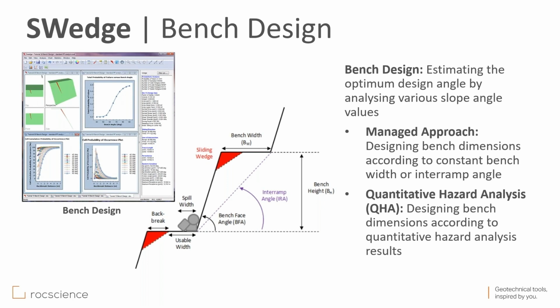The bench design feature is an extension of probabilistic analysis in SWedge. Assuming either a constant bench width or constant interramp angle, you can input the design parameters and statistical information in order to optimize the bench design according to design constraints and field measurements. In a managed approach, the user is able to assess the number of failed wedges and minimum bench width required for each bench face angle. For quantitative analysis, the user is able to estimate the likelihood of forming different wedge sizes and the likelihood that such wedges will slide, which provides us an estimate of the probability of failure for various backbreak distances. Both methods provide us valuable information used for estimating the optimum bench face angle.